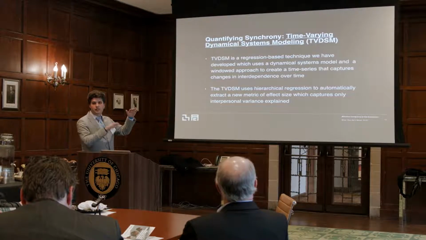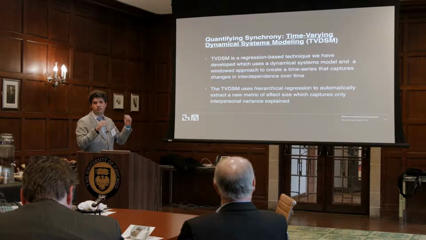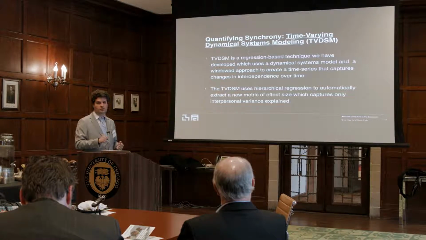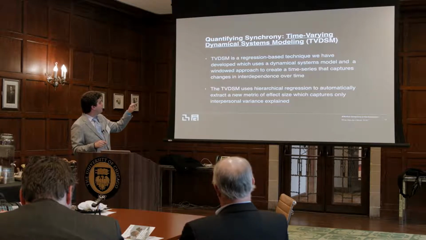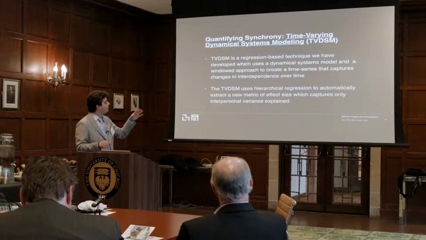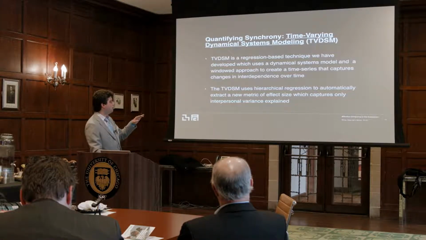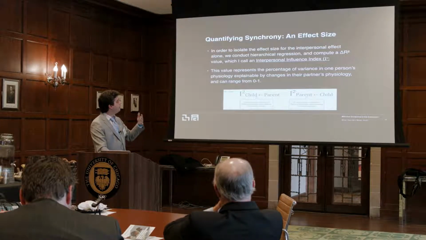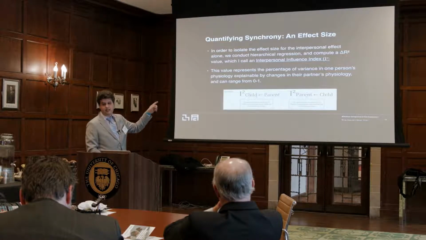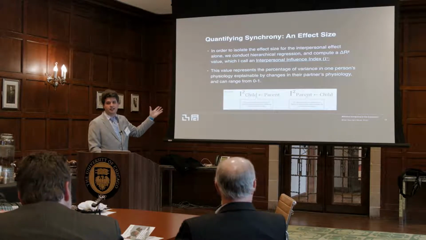So you think back to the data I showed you with the teacher and the students, and you imagine taking a student and the teacher, and we're trying to say how much is each person's physiology influencing the other person. How much can we predict about one person's physiology just from knowing the other person's physiology in this setting? So we use a regression-based technique with a dynamical systems model and a windowed approach that creates a time series that captures this interdependence over time. And then I use a hierarchical regression to essentially extract a metric that is the interpersonal variance explained. And the reason I'm mentioning this is because the study examples I'm going to show you in just a minute are all going to use this metric as the effect size.